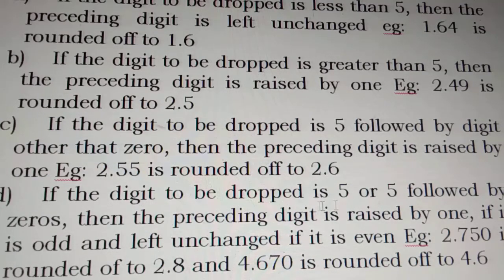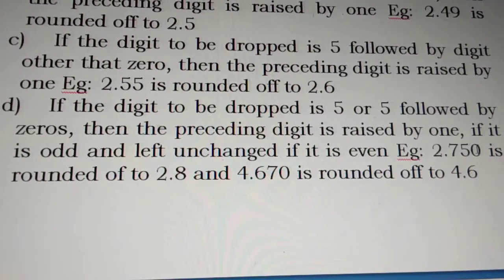If the digit dropped is 5 or 5 followed by zeros, the last digit there is a 5, then it is rounded off to 2.8, and 4.670 is rounded off to 4.6.